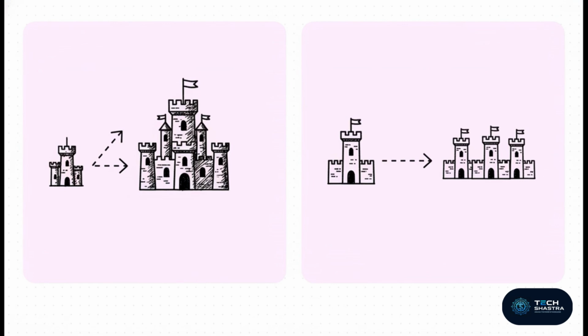Vertical scaling is like making your castle bigger and stronger. You just get one much more powerful computer. Horizontal scaling is like building more castles. You add a bunch more computers to share the work.